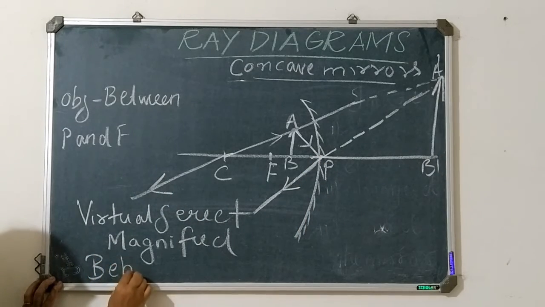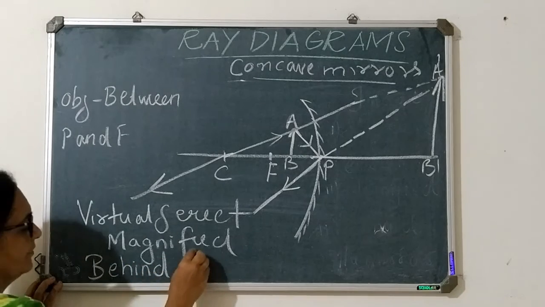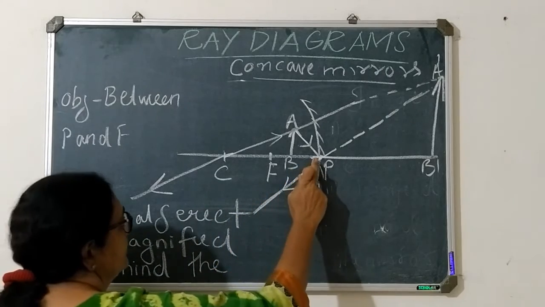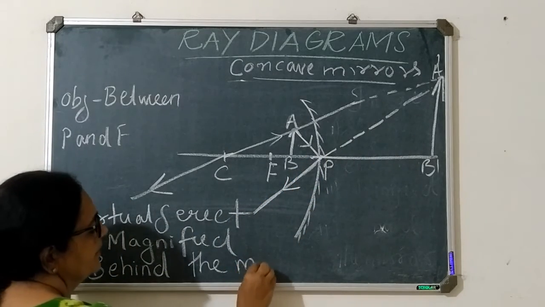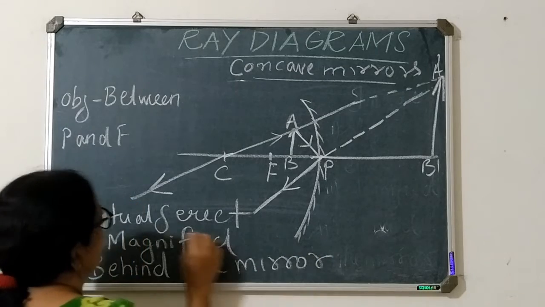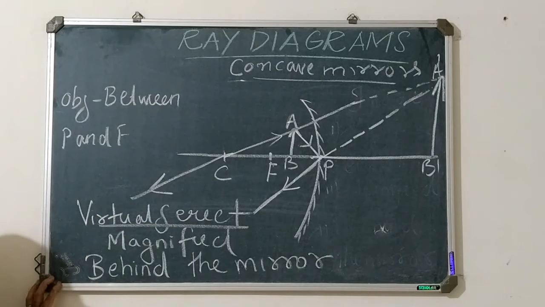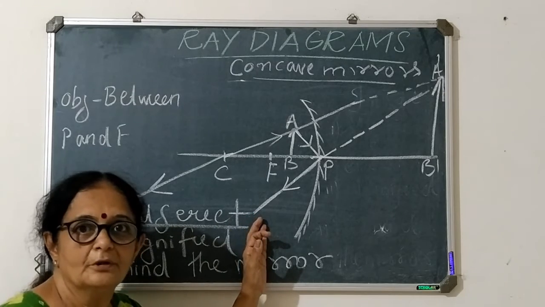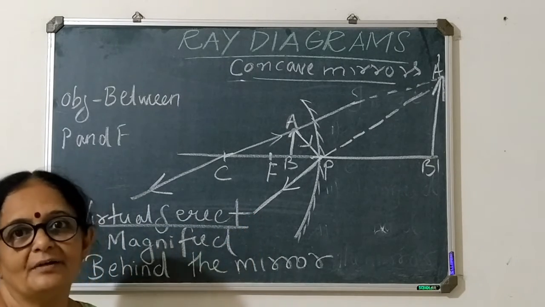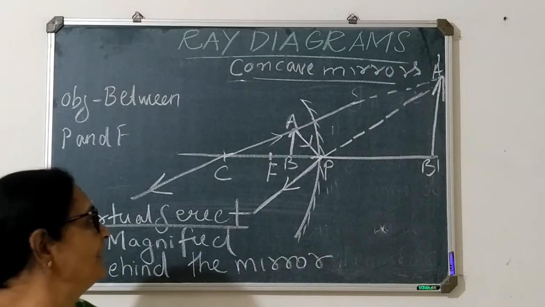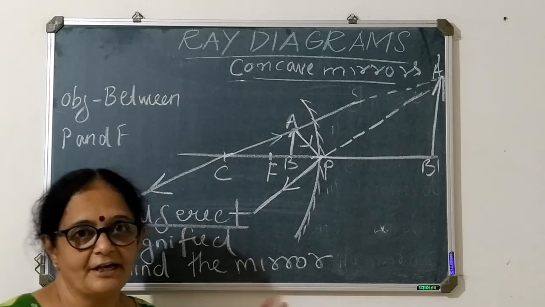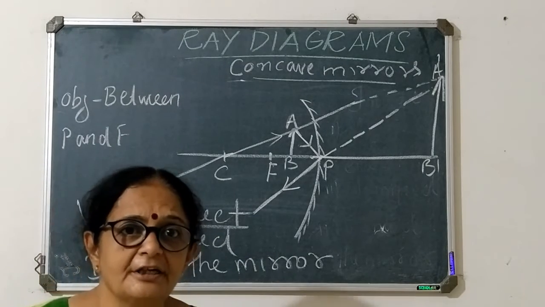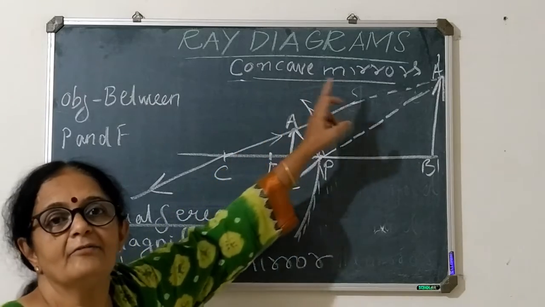Till now all the images you were getting in front of the mirror. Here you get the image behind the mirror, and so this becomes a virtual and erect image, and it is the important diagram for you, odd one out. So in examination, if the odd paper is there, you can get this diagram, ray diagram, 2 marker question. Fine. With this we are completing all the diagrams as far as concave mirrors are concerned.